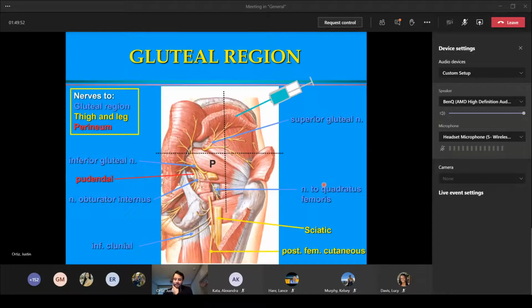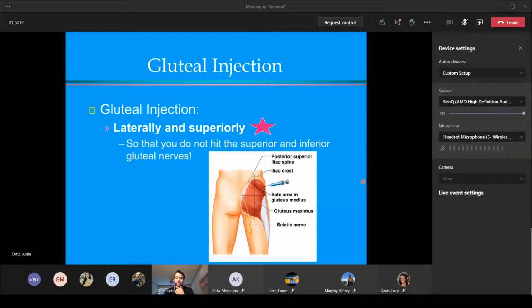Okay. And then for the gluteal region, the most important thing I would say, which I put on the next slide, is going to be the injections. Whenever he says something in lecture, I like to put a little slide on it.